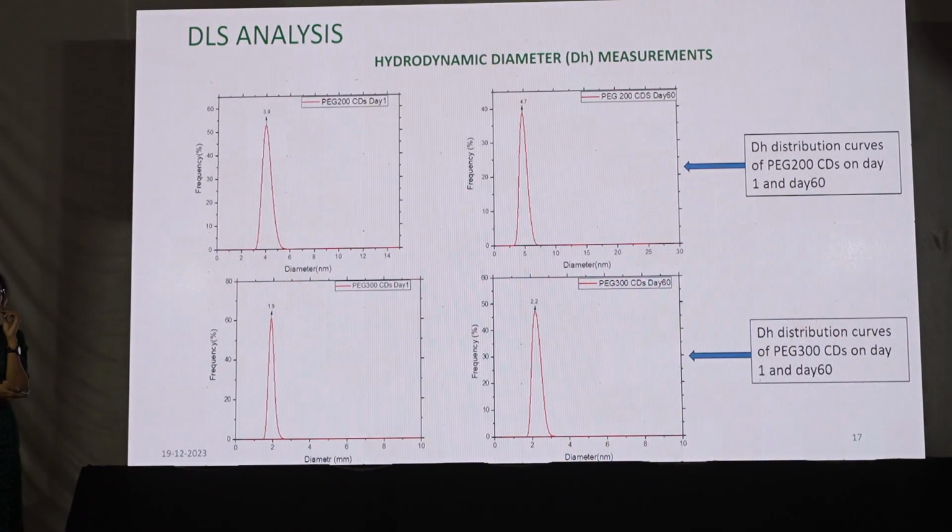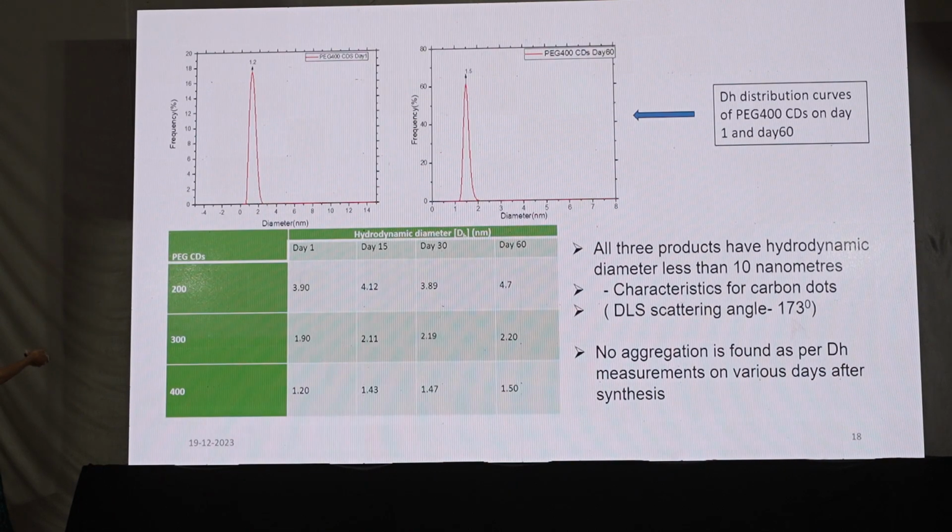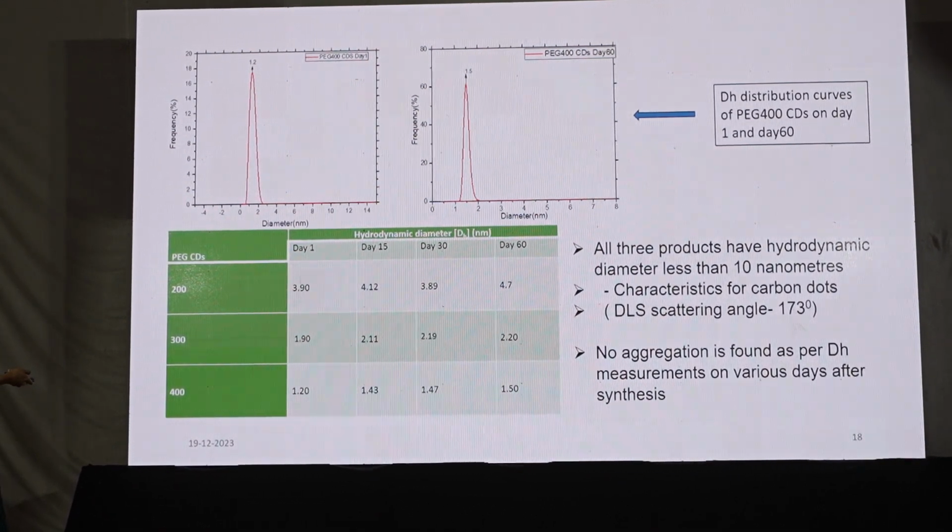Next one is the size analysis. It was done using the DLS technique. The hydrodynamic diameter was found to be under 10 nanometers for all these carbon dots, and it is summarized in the table. Upon storage for 60 days, there is not much increase in size. So we can see that there is no aggregation in the particles, so the carbon dots are stable.